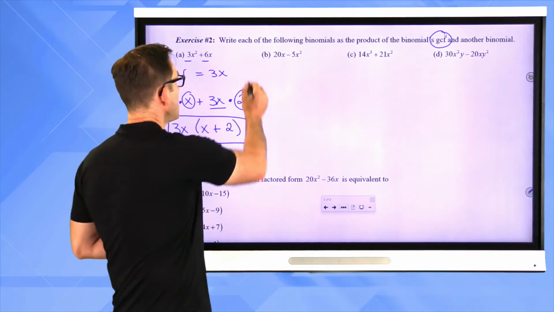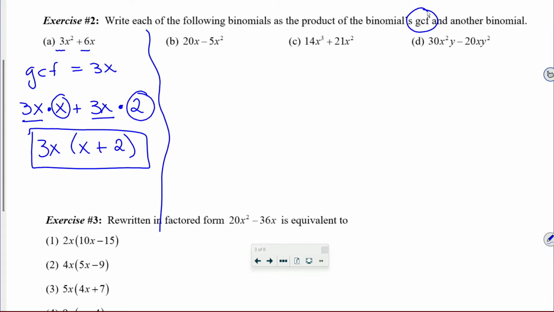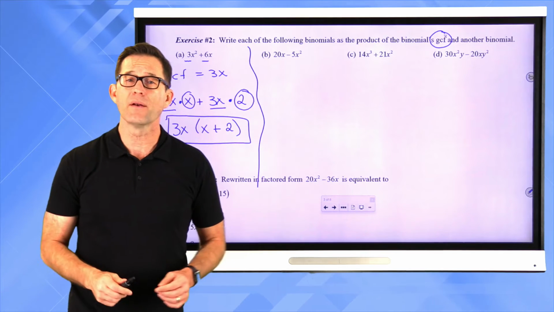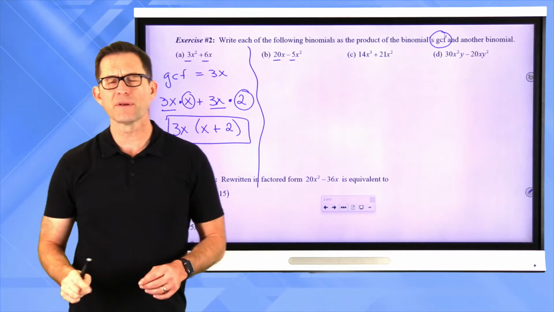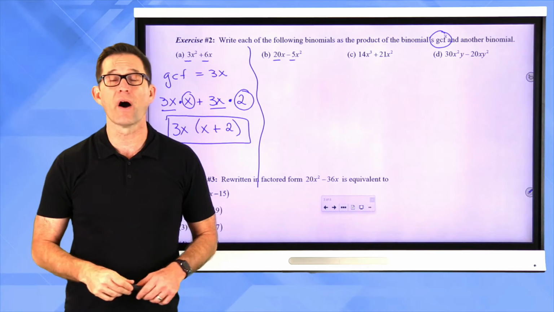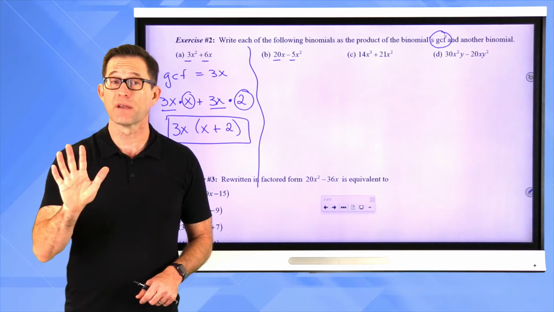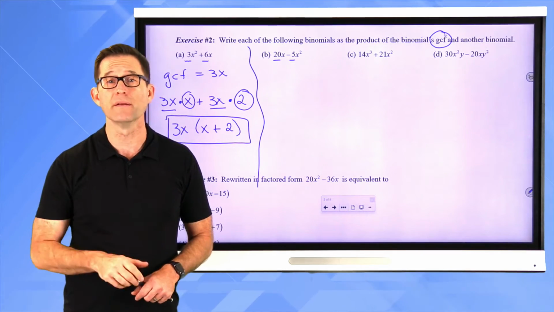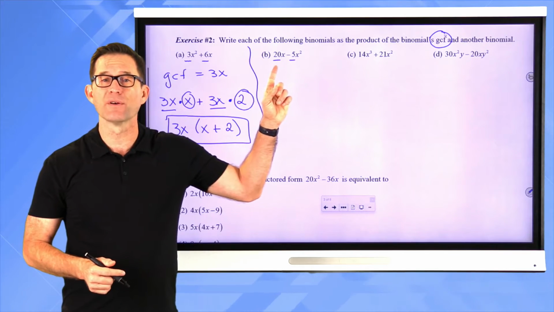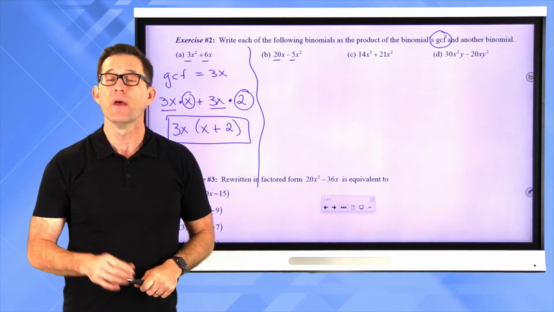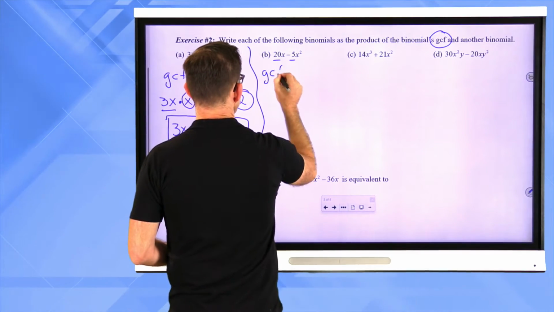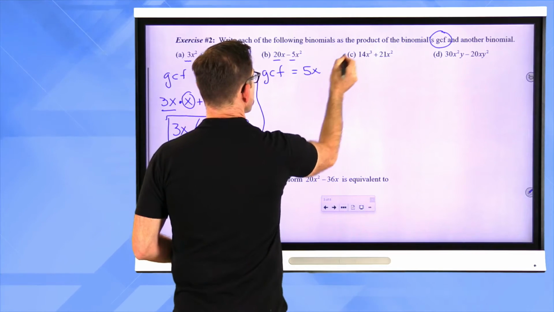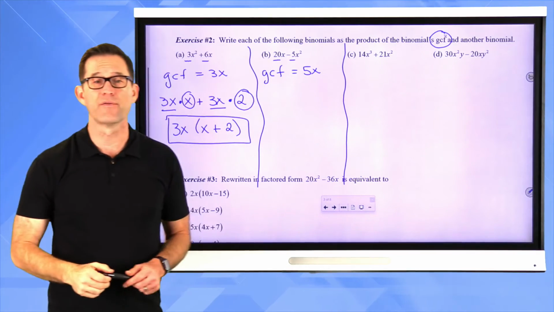Let's take a look at letter B. Here we have 20x minus 5x squared. Yet again, what I want to do is first consider the number 20 and the number 5. And I want to say, well, what is the largest number that will divide nicely into both of them? And that's the number 5. Okay, great. But as well, just like before, we also have an x and an x squared. See if you can use the fact that the GCF of this particular expression is 5x to write it in its factored form.